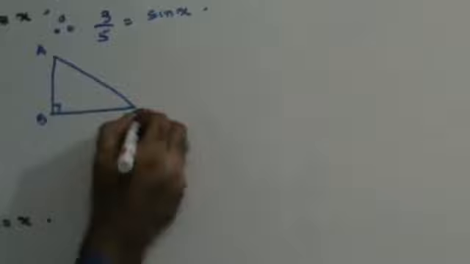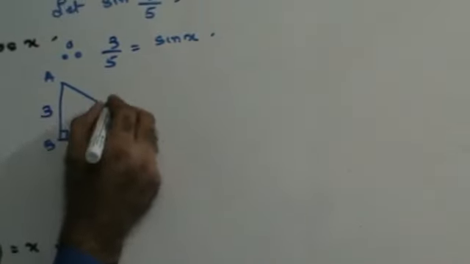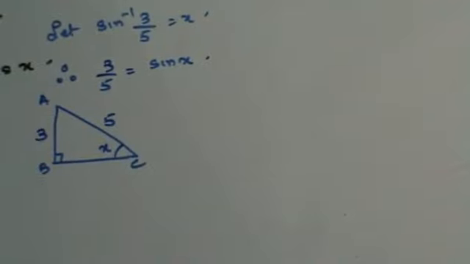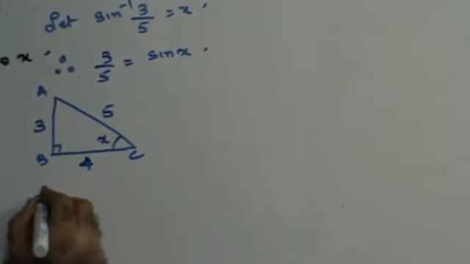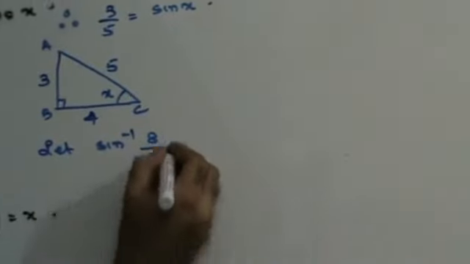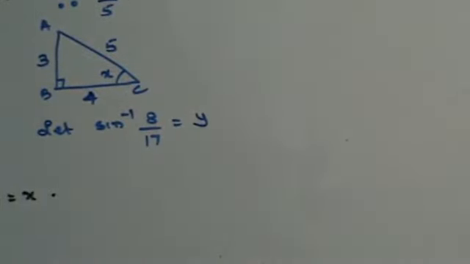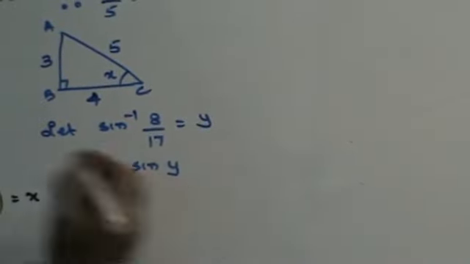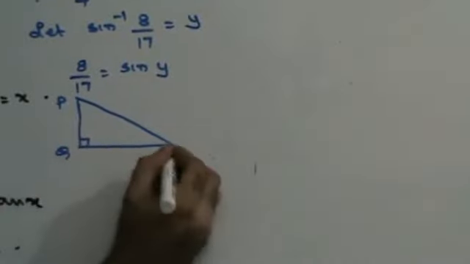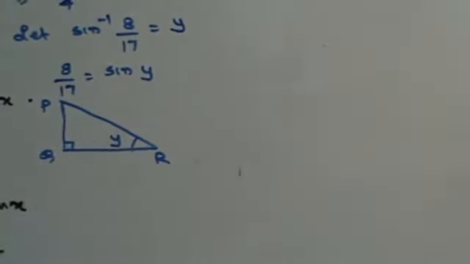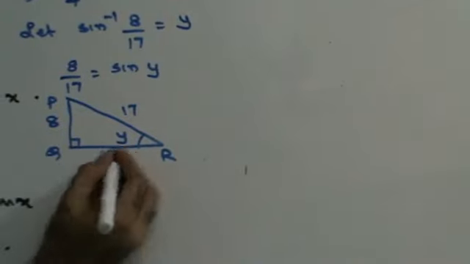Draw a right angle triangle in which one angle is 90. So if I draw this triangle ABC, one angle is 90 and this angle is, say, x. Sine x is opposite upon hypotenuse. If I apply Pythagoras theorem to this, my adjacent side will be 4. Right? Similarly, let sine inverse of 8 by 17 be equal to y. So I can say that 8 by 17 is sine y. Draw another right angle triangle, guys. Let's draw triangle PQR in which Q is 90 degrees and R is y. Sine means opposite upon hypotenuse. If I apply Pythagoras theorem to this, QR will be 15.